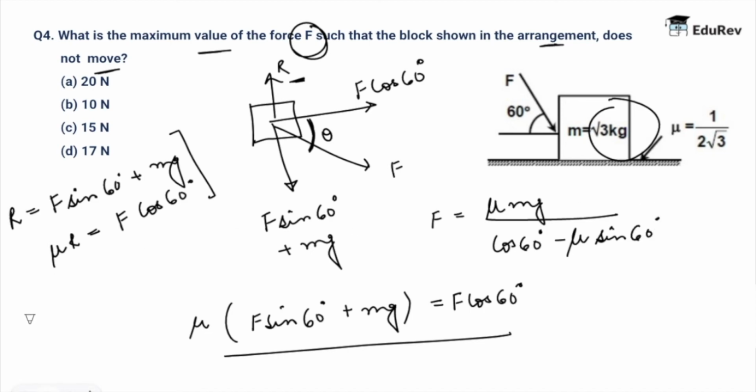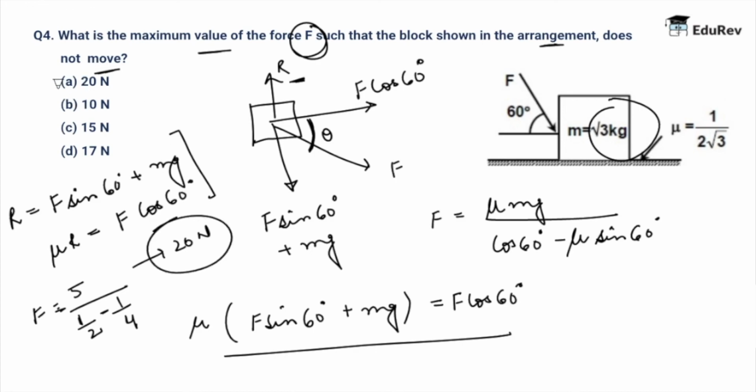So when I solve this, it will be that F is 5 upon 1 by 2 minus 1 by 4. And this is going to be what? 20 newtons when I solve. So the answer is 20 newtons. Let's move on to another question.